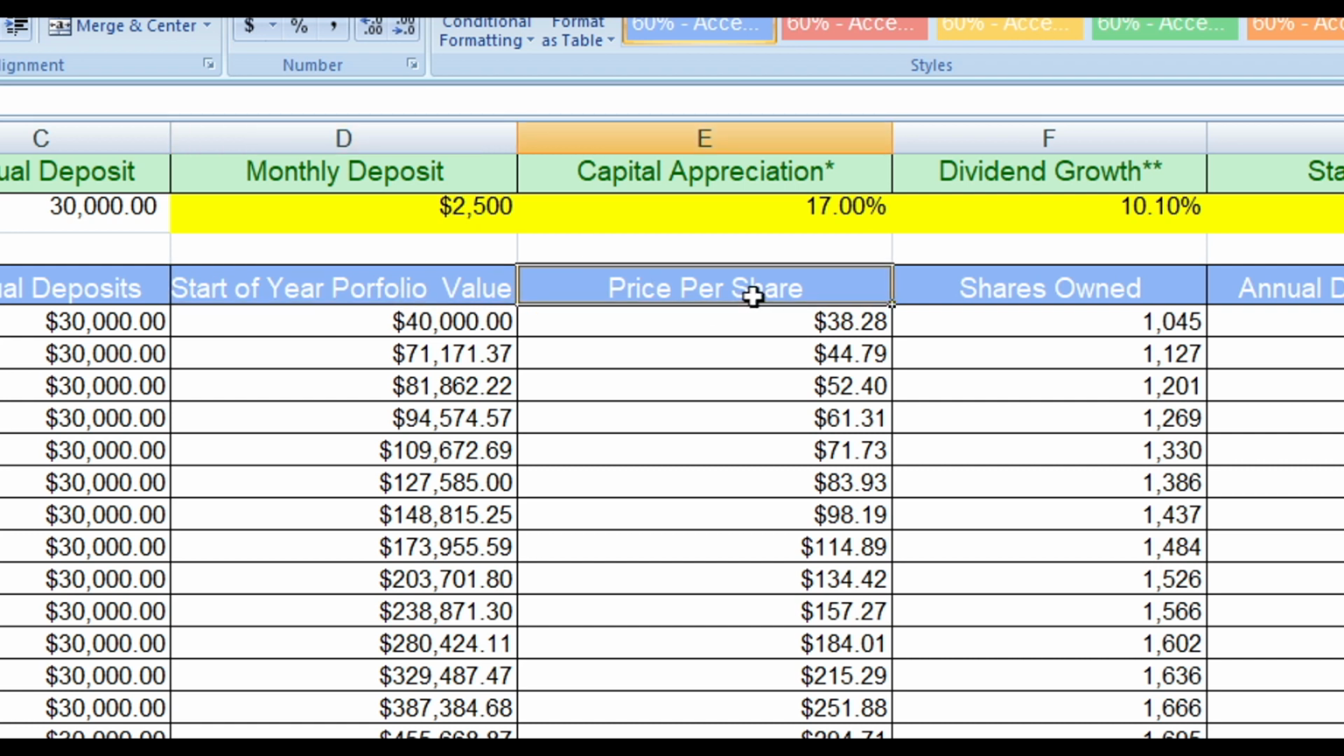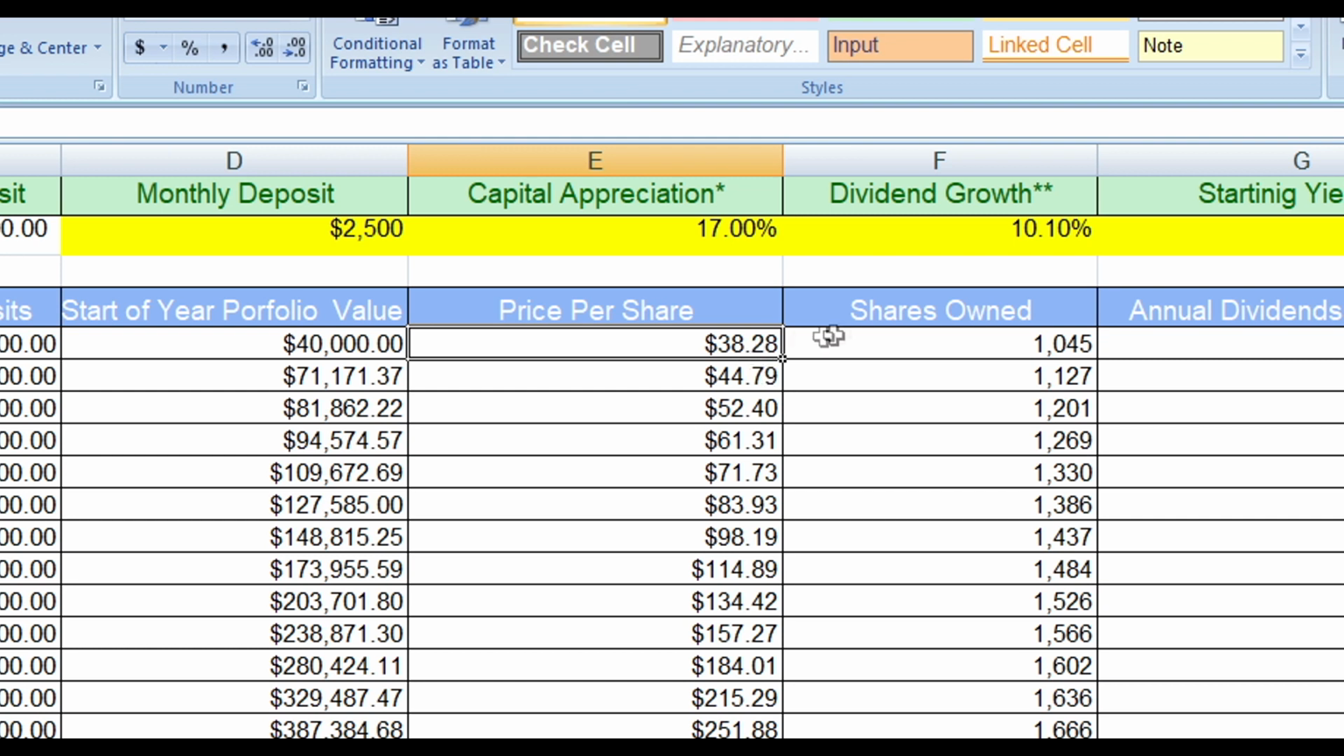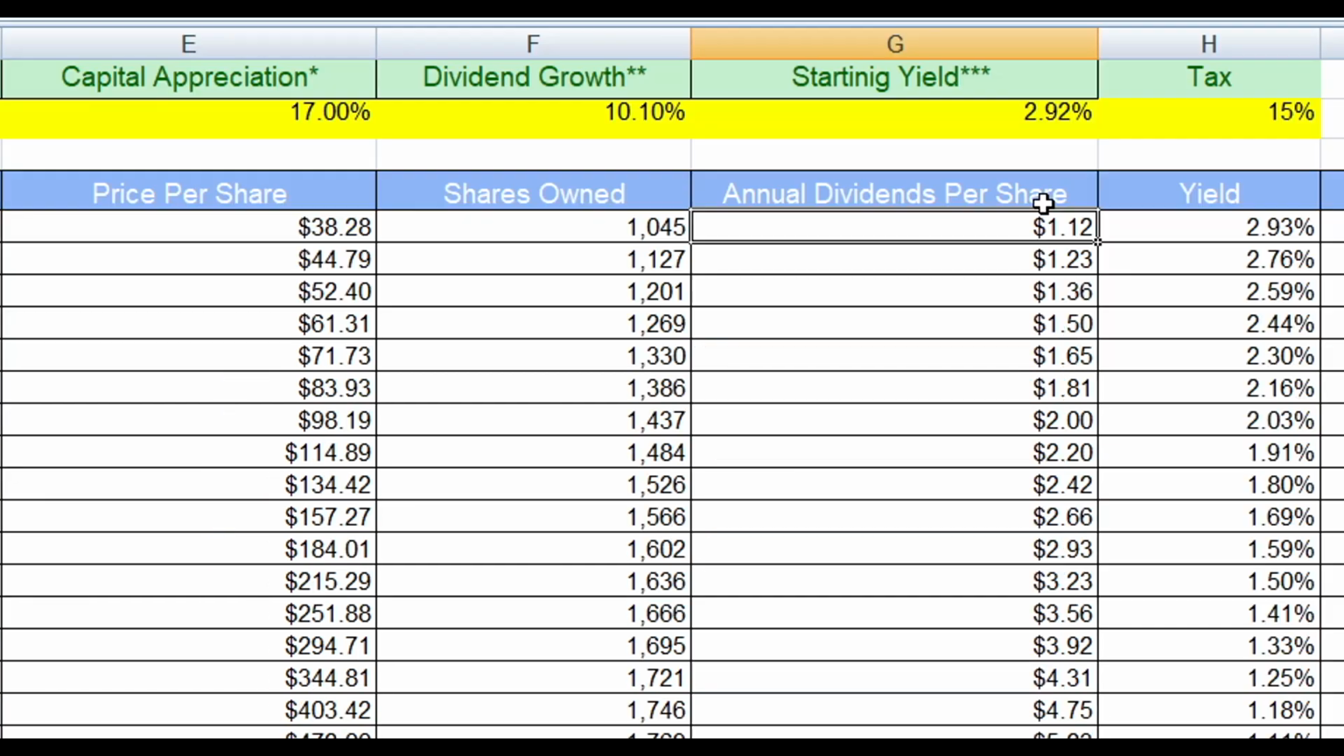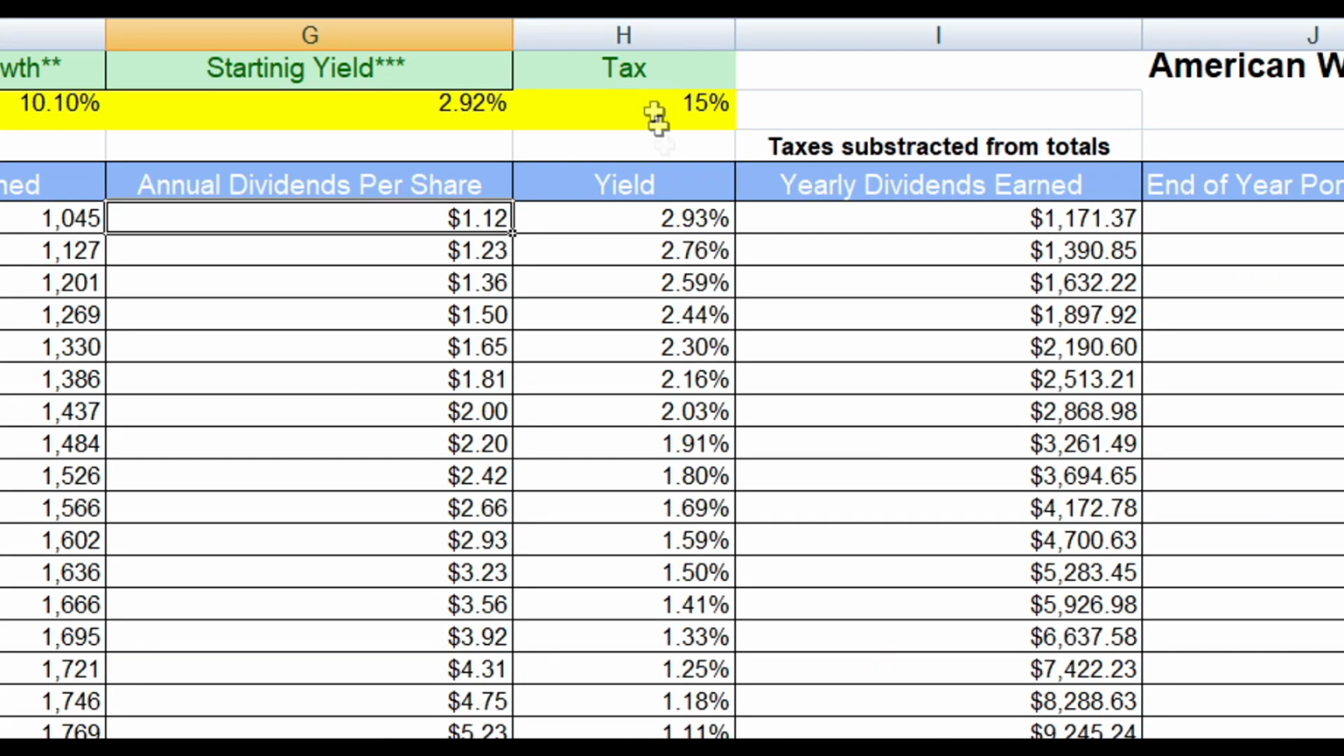In column E, we have the price per share of the stock we're looking to analyze, or the ETF we're looking to invest in. This example is American Water Works, which you're going to see here in just a second. The number of shares owned is in column F. In column G is the annual dividends per share. That information you'll actually have to find, but it's really easy to get. Column H, we have the yield of that investment. And then column I is the yearly dividends earned from year to year.